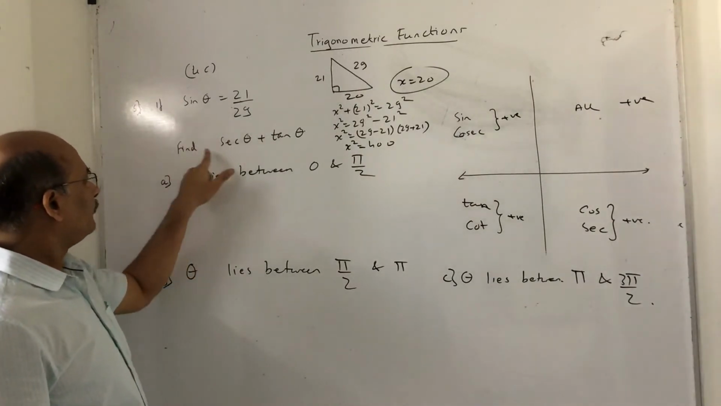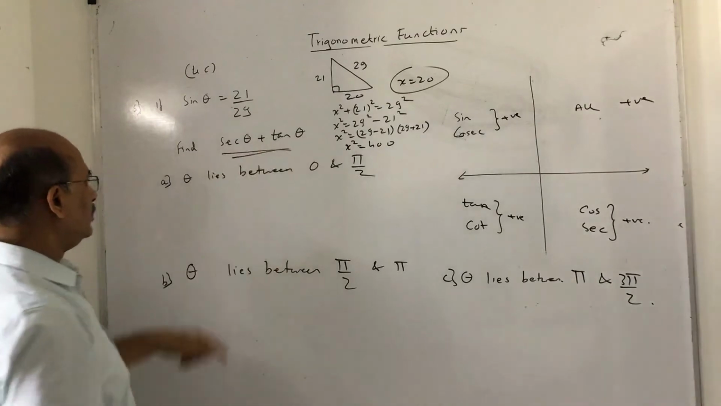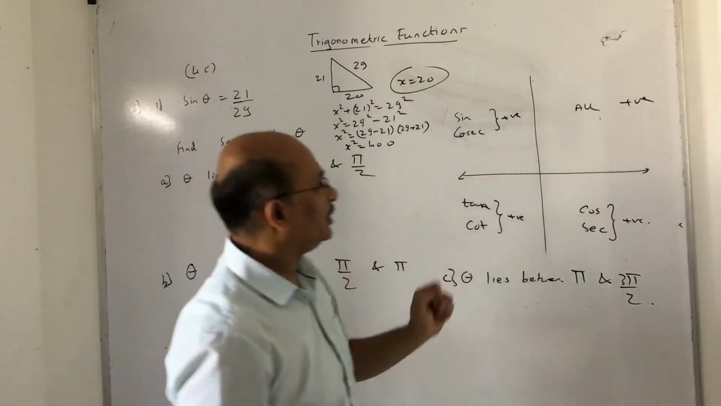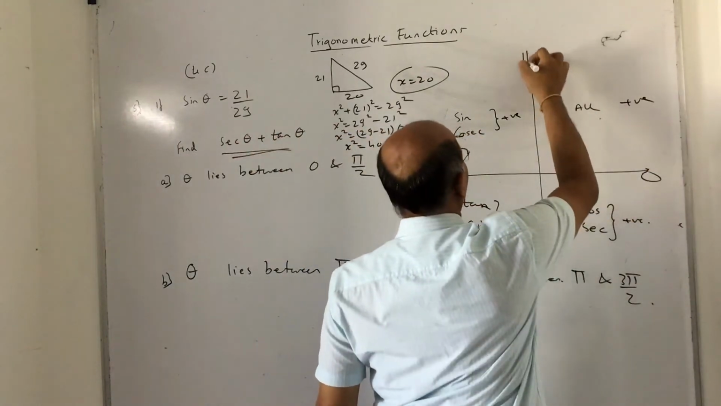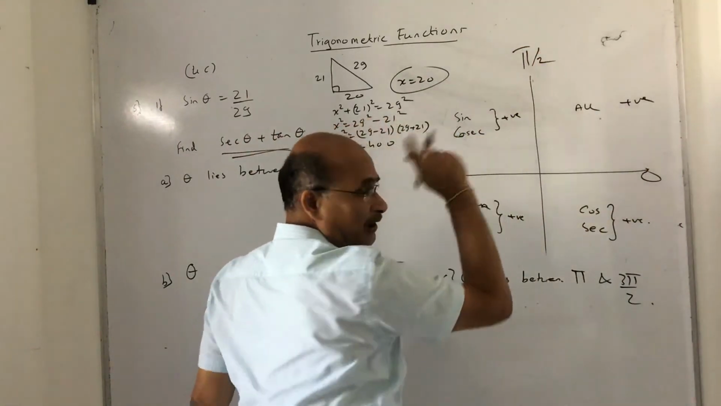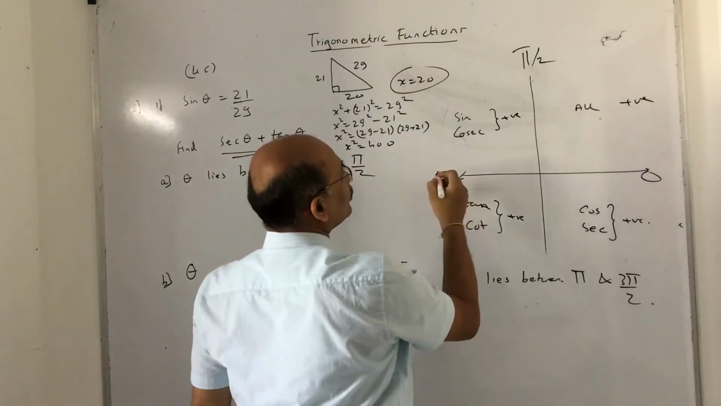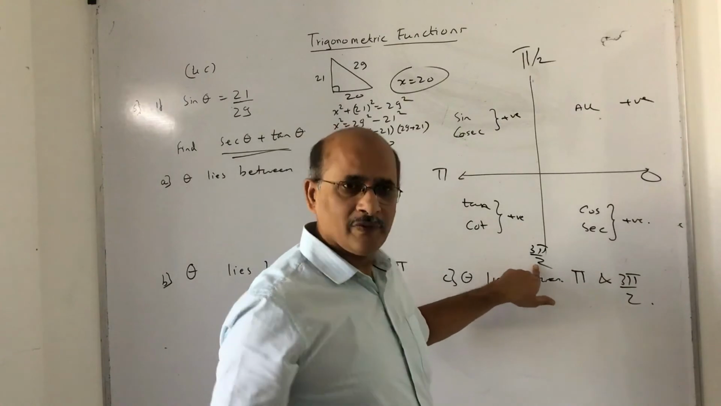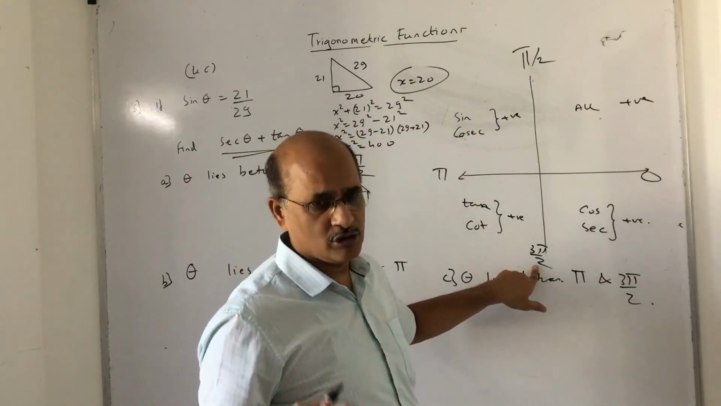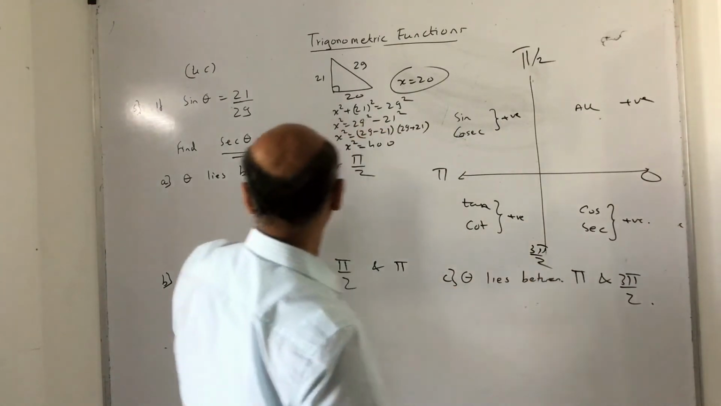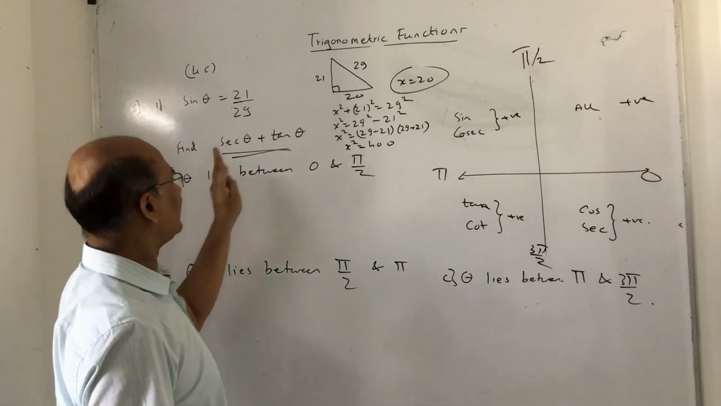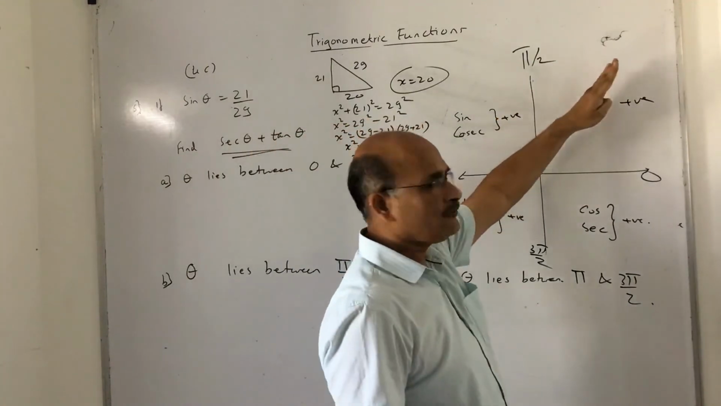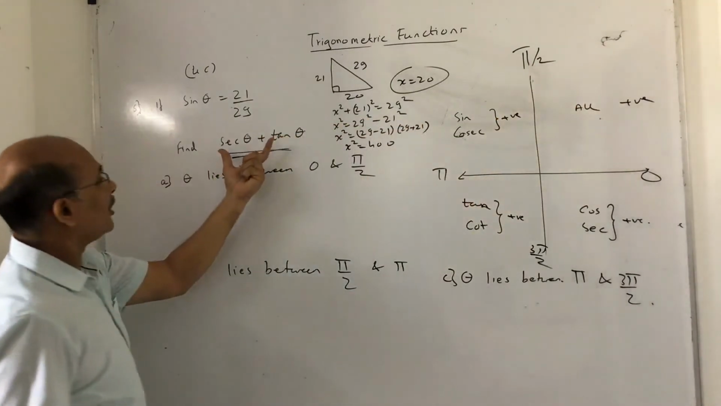Now they are telling us to find the value of this expression when theta lies between 0 and pi by 2. When I talk about 0 and pi by 2, everybody knows this is 0, this is pi by 2, 90 degrees in radians. So this is pi, and this is 3 pi by 2, 270 degrees. We had seen this when we did the introduction to trigonometric functions. Instead of saying theta lies in the first quadrant, they say theta lies between 0 and pi by 2. So between 0 and pi by 2 means first quadrant, and in the first quadrant, all are positive.